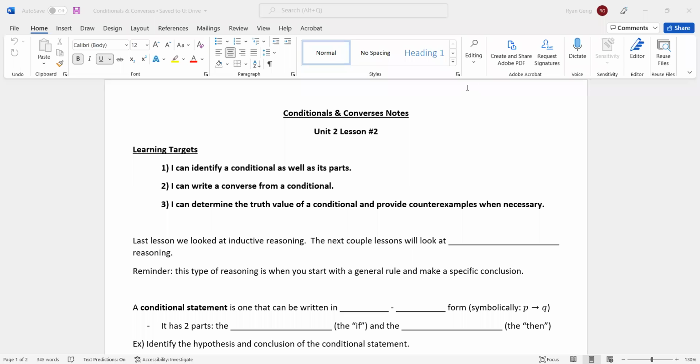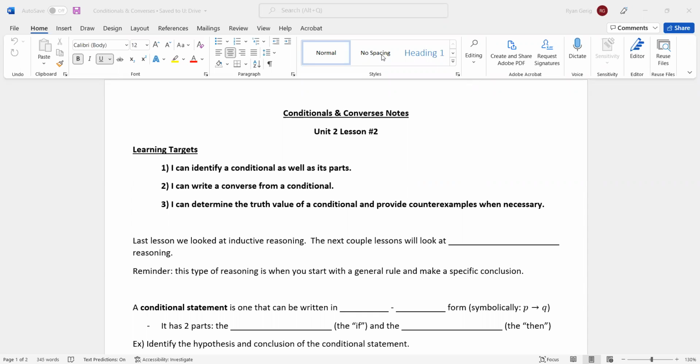Hello again, geometry. So last lesson we went into inductive reasoning and there was some vocab in there, and I mentioned how this unit has a lot of vocab. We're going to introduce quite a few more vocab words in this lesson. This lesson is the basis for not only the next few lessons, but also proof in general, which is a big part of geometry.